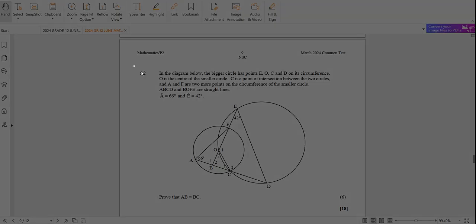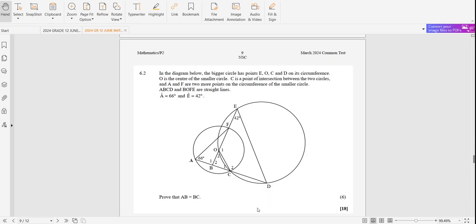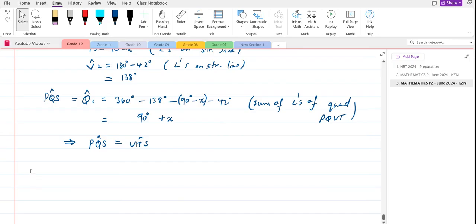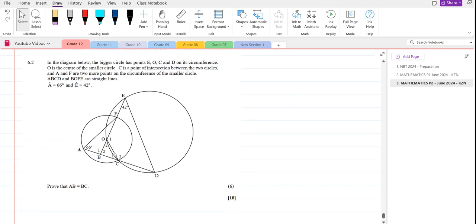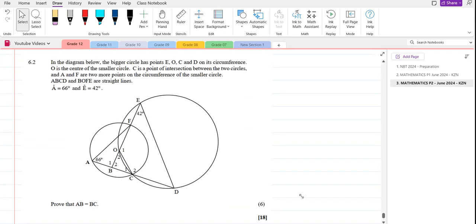6.2. So far it's all grade 11 circle geometry, and this paper is like 3 hours, so you really got to think in circle geometry. Anyways, let's see what we have here.